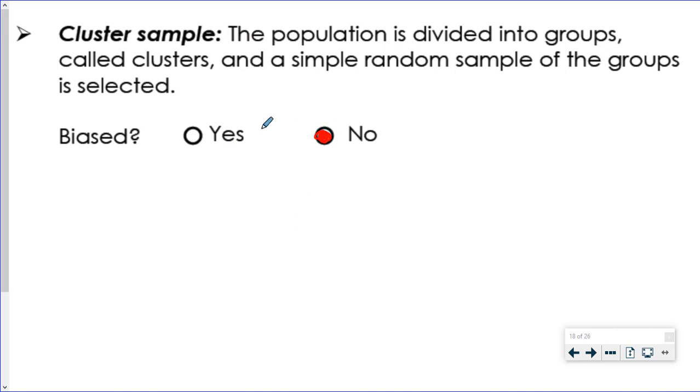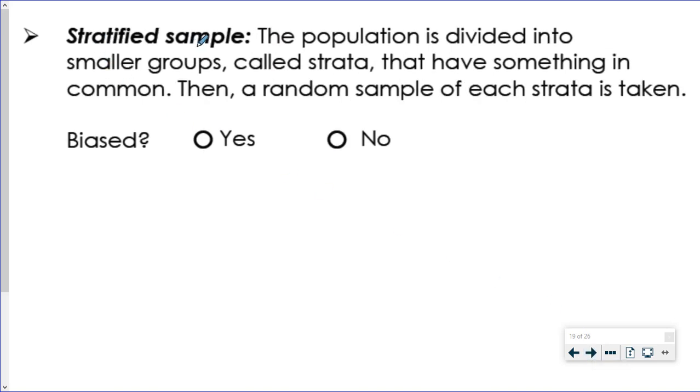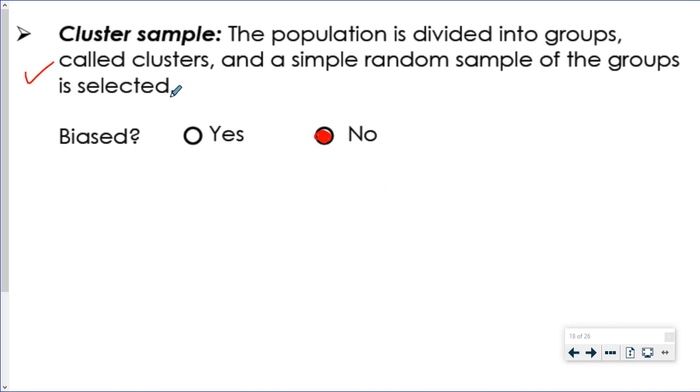So again, this is another good way to collect some data. The next way is called stratified sample. The population is divided into smaller groups called strata that have something in common. Then a random sample of each strata is taken. Now, let me give you this one here, stratified sample and cluster sampling. Students get these two mixed up all the time.